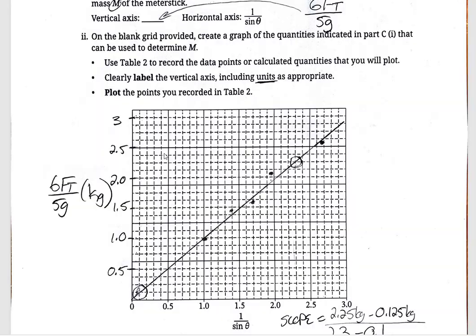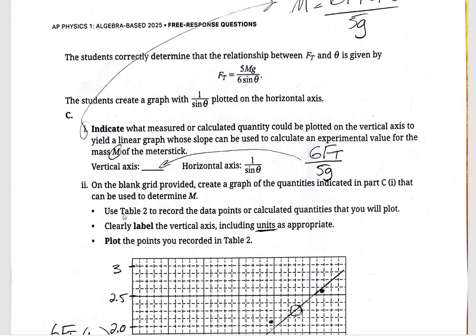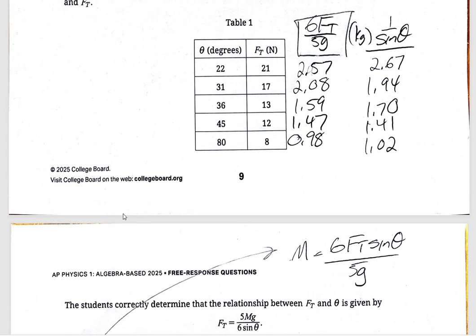All right. Clearly label the vertical axis, including units. Units would be kilograms. It's actually not too bad to think about. We're trying to get mass, and 1 over sine theta has no units, but also newtons over meters per second squared becomes a kilogram. All right. Now, for me, check this out. This was interesting.